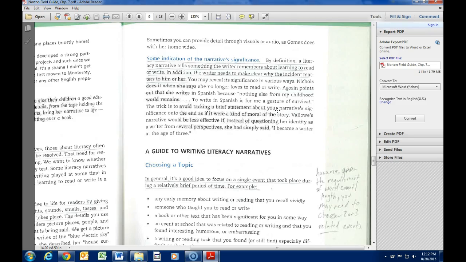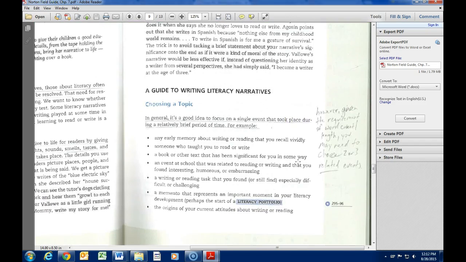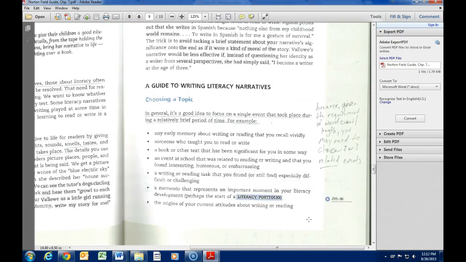Tania Barrientos, her essay, Se Habla Español, the narrative has significance for her as a reader and a writer and a user of language. And by the end of the essay, we come to understand that the significance of that essay is that learning Spanish helps connect her to her culture. And we'll look at that essay in just a moment. A guide to writing literacy narratives, choosing topics, what is it that you can write about. We'll look at the formal outline.